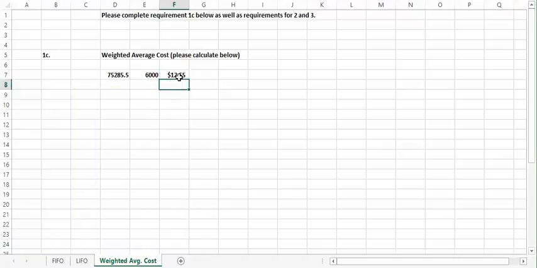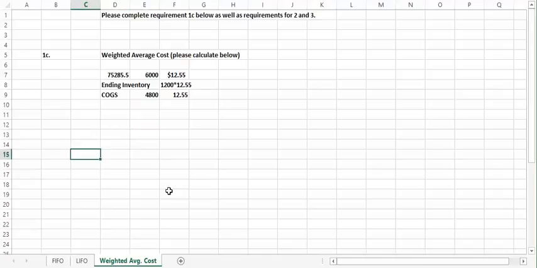Now we have that, we need to figure out how much is in ending inventory. And so we would take the 1,200 units that we have left times $12.55. And then you would take your cost of goods sold, which would be whatever you have. So on the homework, you have 4,800 units left, and you would multiply that by the $12.55.